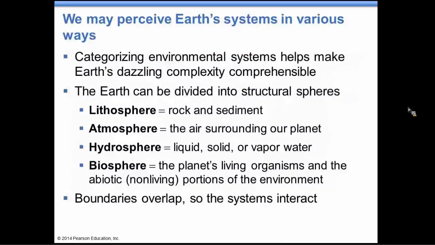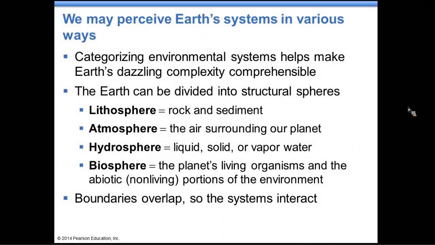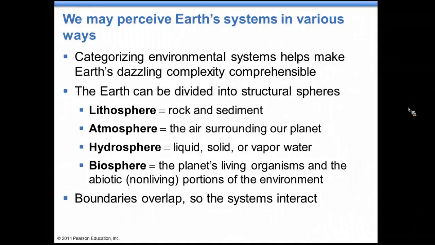We may perceive Earth systems in various ways. Scientists sometimes divide Earth's components into structural spheres. The lithosphere is the rock and sediment beneath our feet, the planet's uppermost mantle and crust. The atmosphere then is composed of the air surrounding our planet. The hydrosphere encompasses all water, salt or fresh, liquid, ice, or vapor, and surface bodies, underground and in the atmosphere. So all of the water.